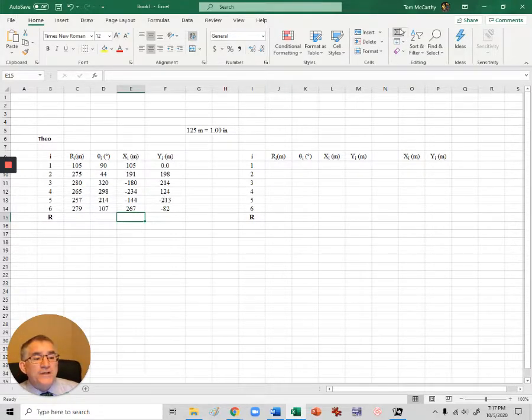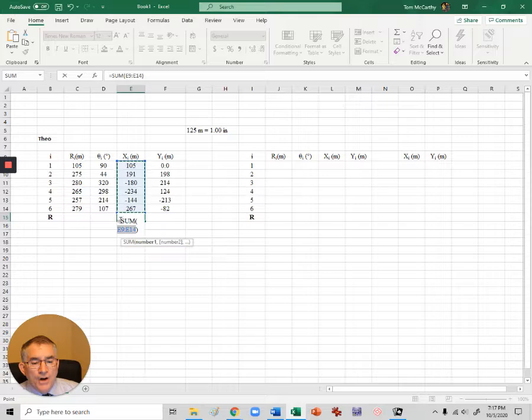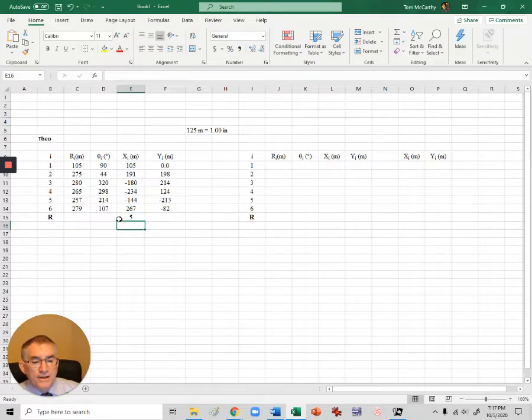By the way, there's a really nice sum button up here, so you can just sum these things up. So you click on the sum, and then it asks you, oh, it already knew. See, it already knew what I wanted. And so the sum was 5 meters.